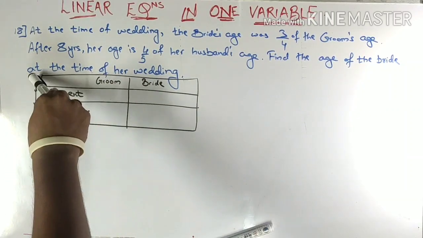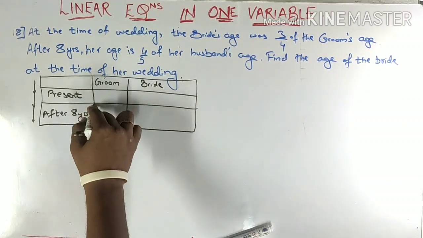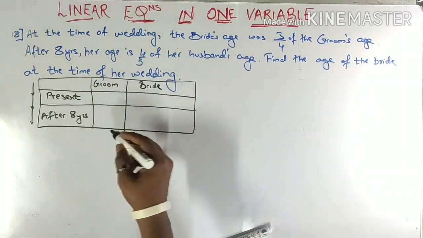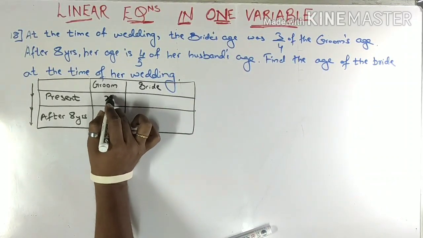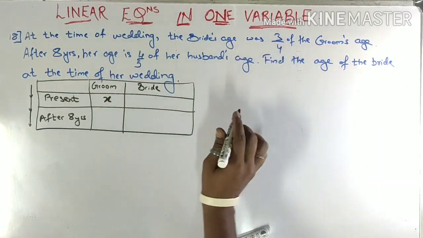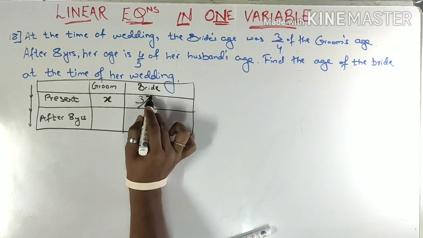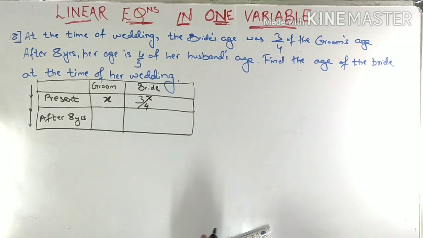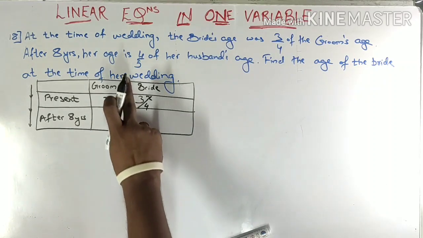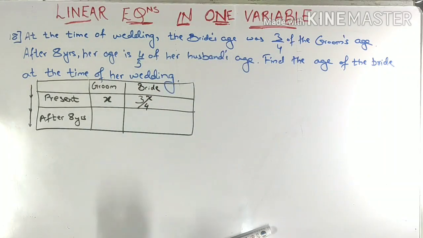Okay, so our timeline moves like this: present and after 8 years. Since the bride's age is given with respect to groom's age, let the age of groom at present or maybe at the time of wedding be X. So bride's age at the time of wedding will be 3 by 4th of X. Now after 8 years, bride's age will be 4 by 5th of her husband, that is groom's age.